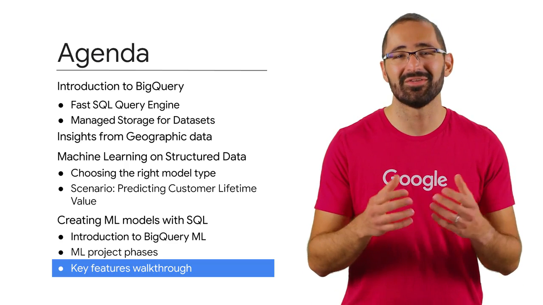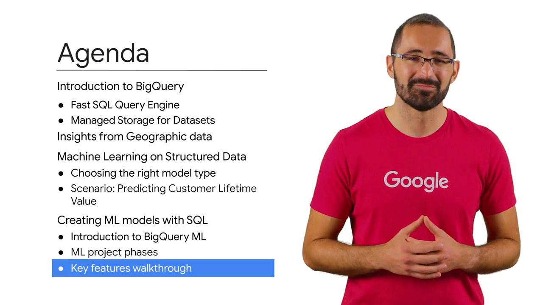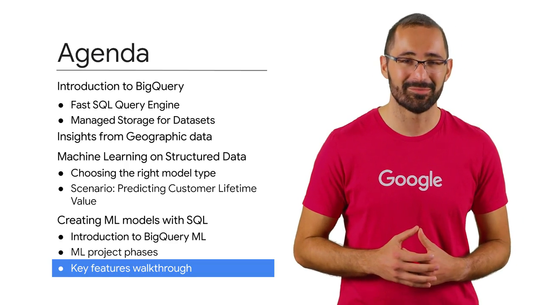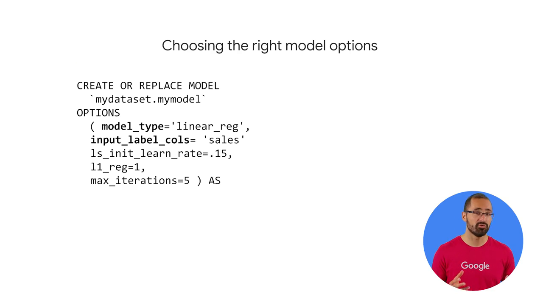Now that you're familiar with the key phases of your ML project, it's time to walk you through some of my favorite advanced features of BigQuery ML. Recall that you can create a model with just create model. If you do want to overwrite an existing model, you can do create or replace model. Models, again, take options, which you can specify if you want. The most important and the only required one is that model type. Linear regression for forecasting, logistic regression for classification, with many more types coming soon.